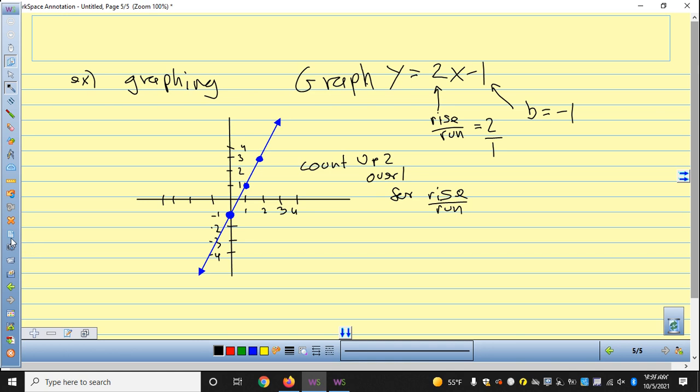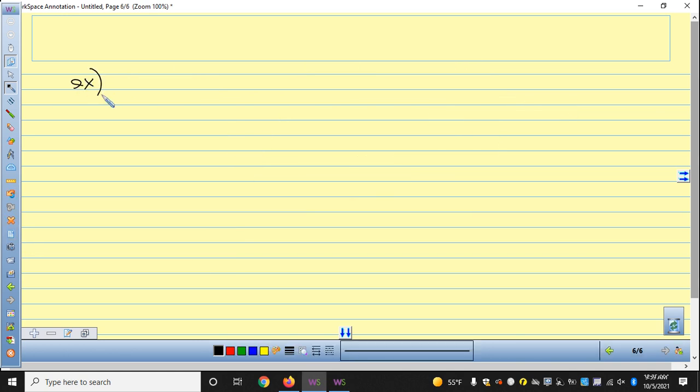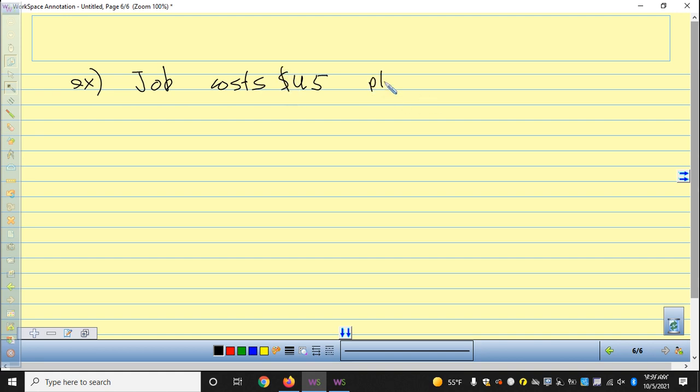All right, last example. We're going to make a linear equation from a description. So let's say we're hiring somebody to do some kind of work on our house or something, and it costs $45, a flat fee, plus $30 per hour. We want to write a linear equation to model this situation.